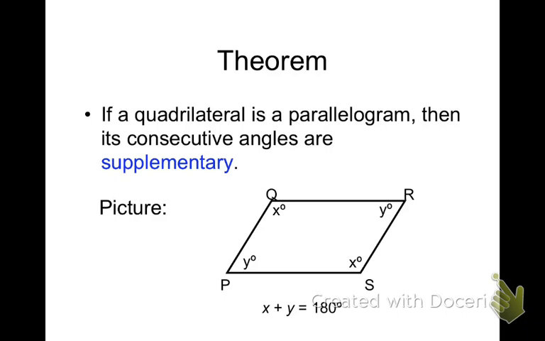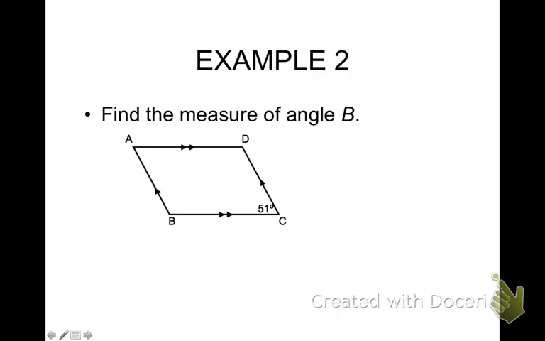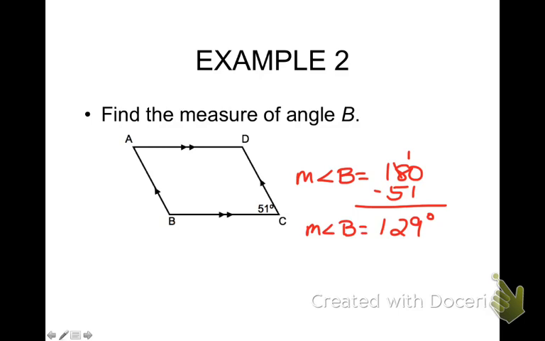Okay. All right, so if we look at example 3, we need to find the measure of angle B. What do you think it's going to be? Measure of angle B would be equal to whatever 180 minus 51 is. So 129. So the measure of angle B would be equal to 129 degrees.